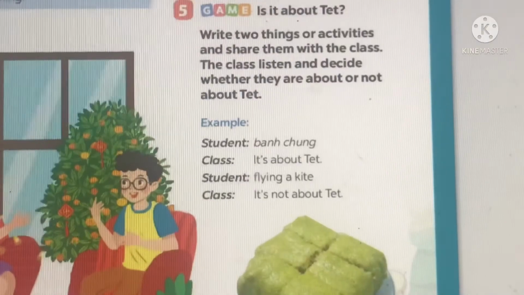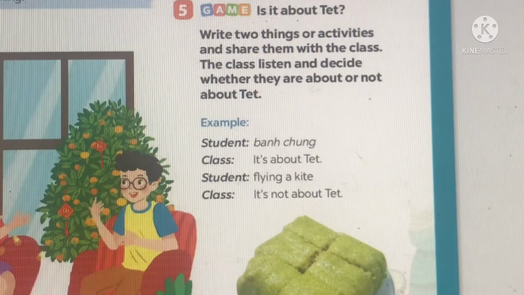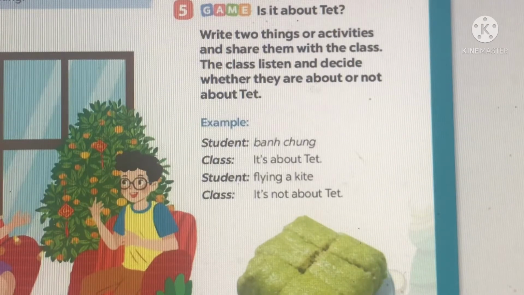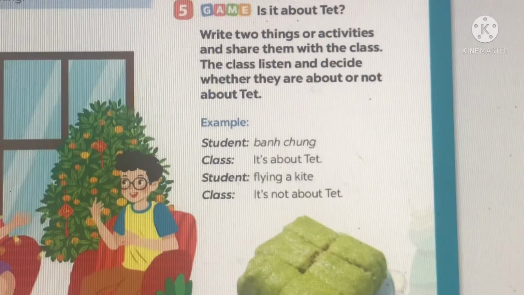Activity 5 is a game. Is it about Tết? You should write 2 things or activities and share them with the class. Then they will decide whether they are about or not about Tết. Here is the example. You say bánh chưng and the class will say it's about Tết, but flying a kite is not about it.